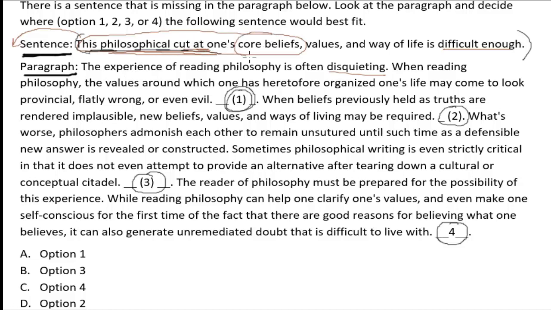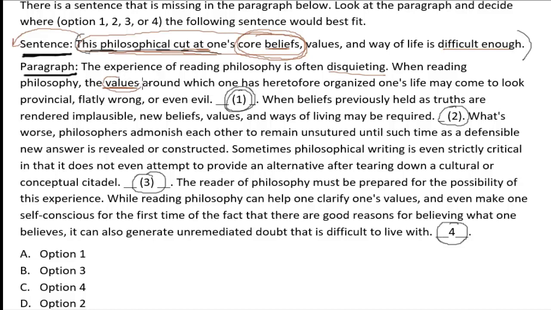That means core belief is something that must have been discussed in the earlier sentence. When you read the first sentence, it says the experience of reading philosophy is disquieting. When reading philosophy, the values, so the beliefs and the values come here. That means I know that my sentence can be somewhere at the start, because the belief in one's values, the belief in one's core value, something like this, means we are somewhere around that sentence.